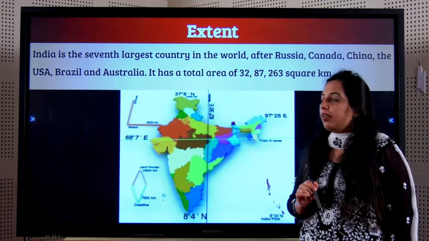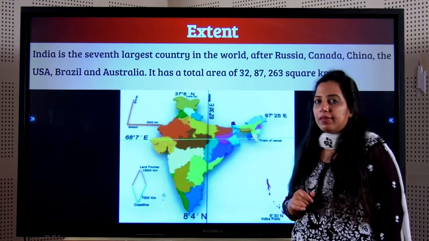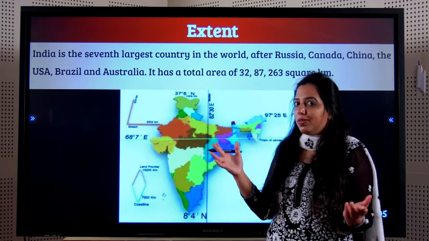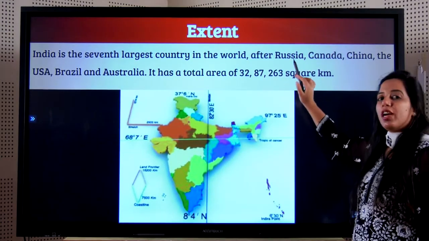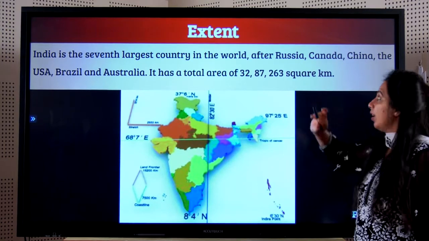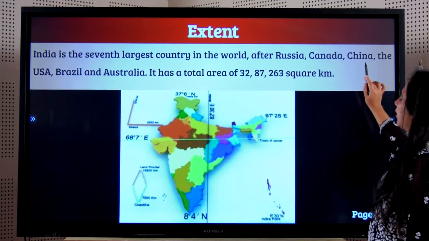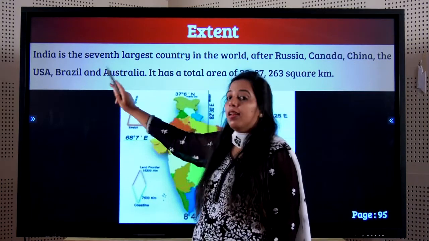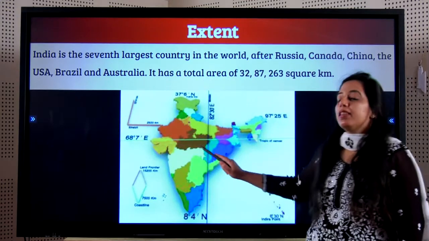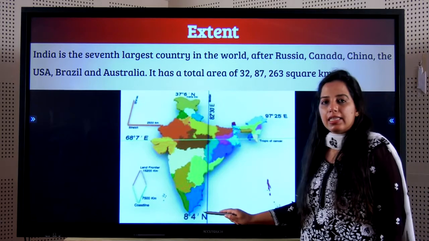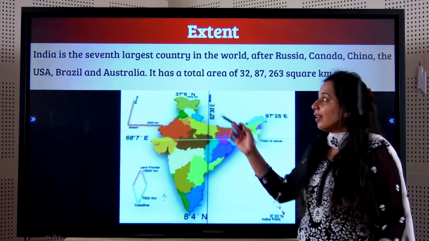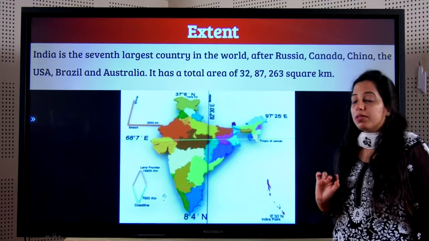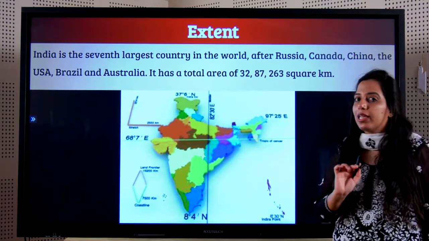Now let's talk about the extent of India. India is the 7th largest country in the world. After Russia, which is the first largest country, then Canada, China, the United States of America, Brazil, Australia, and at the 7th place is India. How vast is it? It has a total area of 32,87,263 square kilometers.